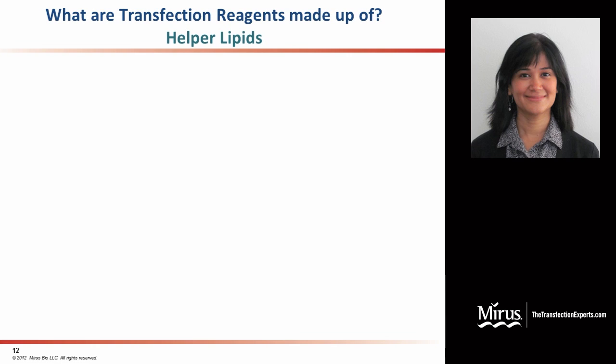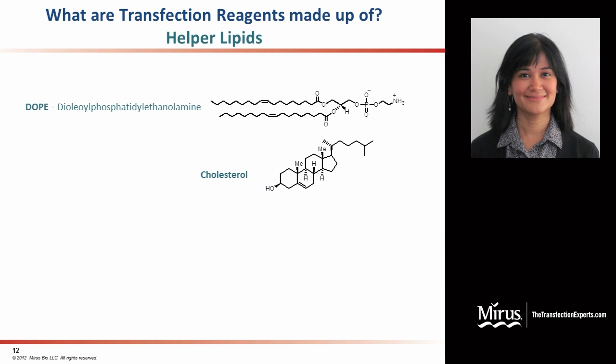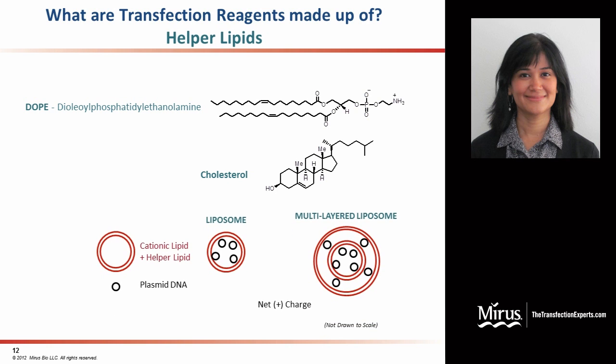In addition to cationic lipids, a few transfection reagents also contain another class of lipids called the helper lipids. A few classic examples of helper lipids are DOPE and cholesterol. The helper lipids, in conjunction with cationic lipids, form structures called liposomes that are effectively able to encapsulate DNA. These liposomes can be unilamellar, as seen in the middle here, or multilayered. The theme of a net positive charge with these liposomes continues, and it is often seen that these liposomal formulations tend to be more toxic than other transfection formulations.